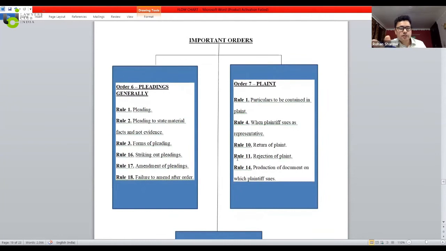So Order 6 and Order 7, while we are talking about the structure: how your pleadings should be, how clear your pleadings should be, how concise it should be, in what form you need to put up your pleadings, by what way the courts can allow an amendment to the pleadings. All of this is mentioned in Order 6.